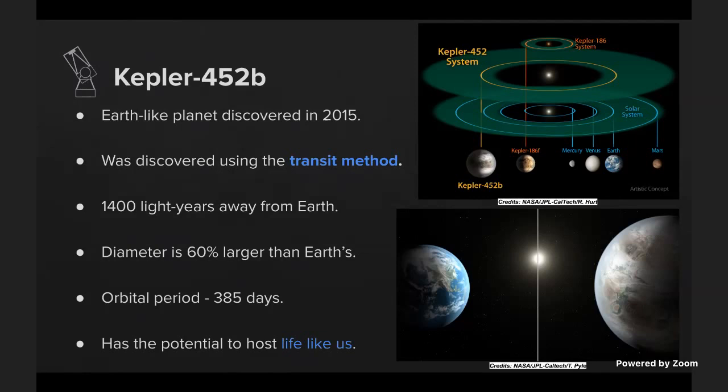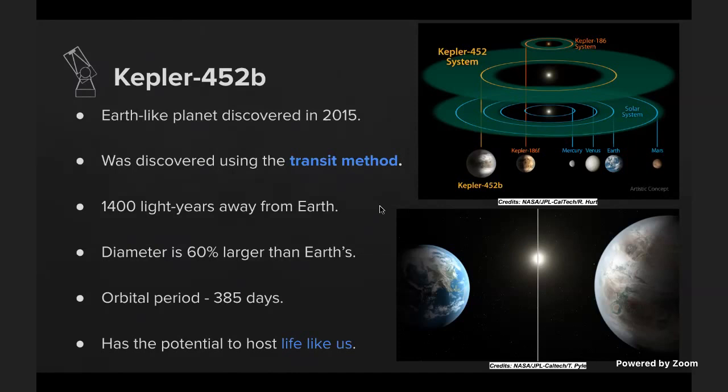On the top right is an image showing the size and scale of Kepler 452 system compared alongside the Kepler 186 system and to our own solar system. Scientists believe that Kepler 452b has been in its star's habitable zone for about 6 billion years. That's longer than the Earth has even existed.